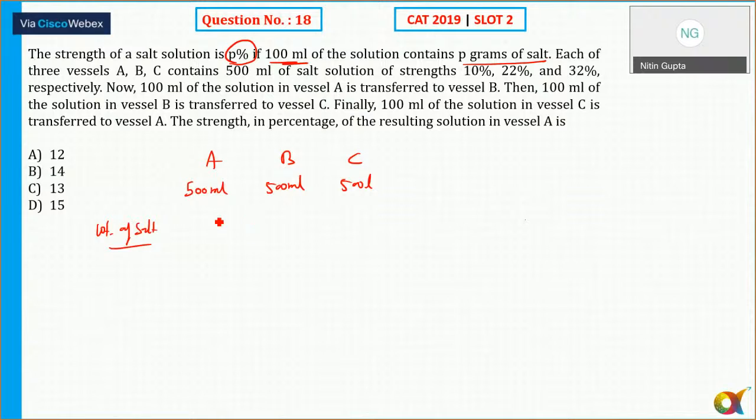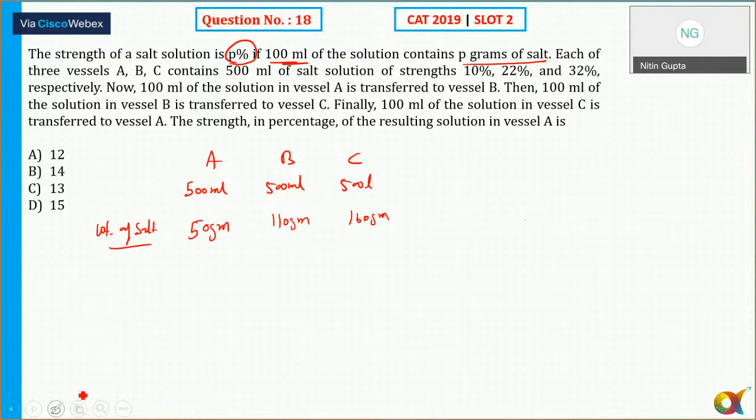तो 500 ml में कितना salt होगा? Similarly, strength of B is 22%. So 22 into 5, that is equal to 110 salt. And in C, 32%. So 32 into 5, that is equal to 160 of salt is there. Okay. So 50 grams salt, 110 grams salt, and 160 grams salt is there available here.